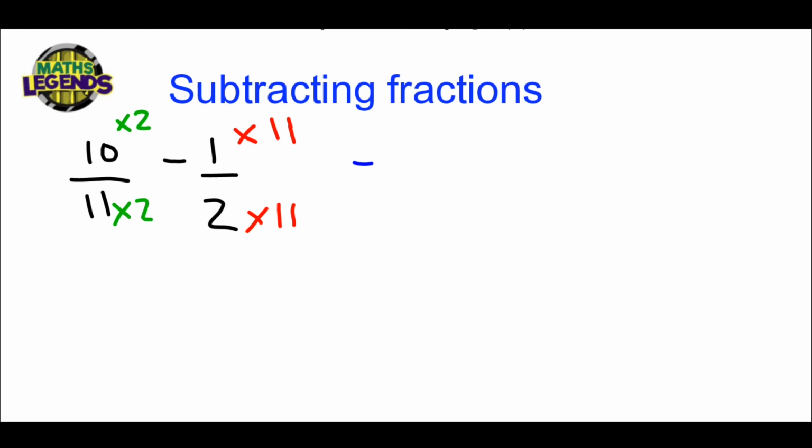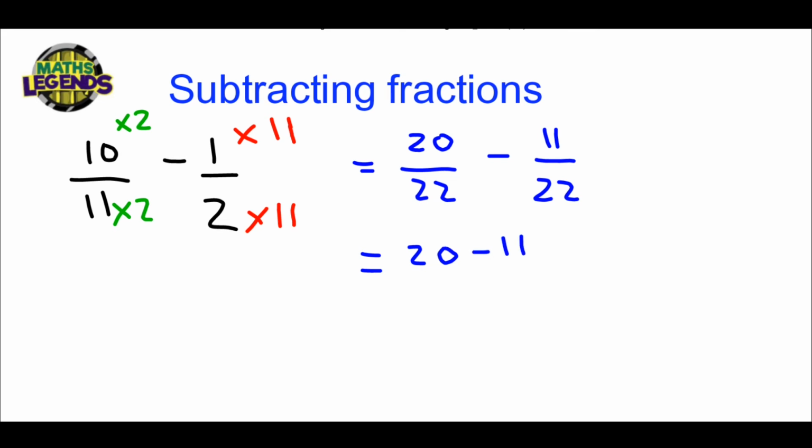We then simplify. So this becomes 20/22 minus 11/22. Because the numbers now at the bottom are the same, we can do 20 minus 11 over 22. This simplifies to 9/22. Now here, there is no common factor that divides top and bottom, so that is your simplified answer.